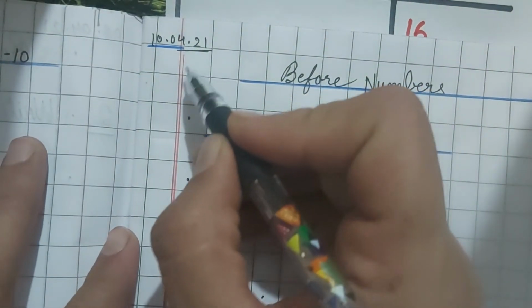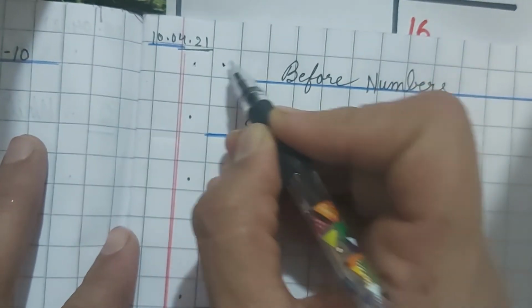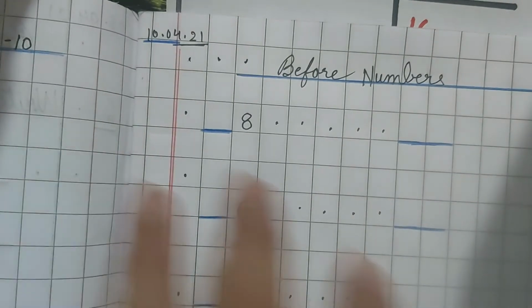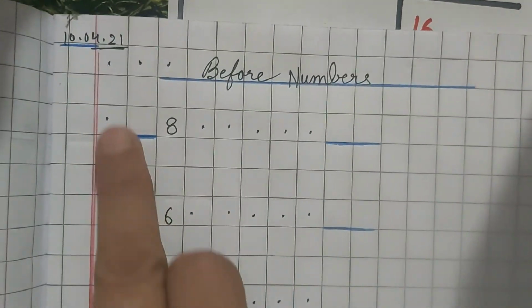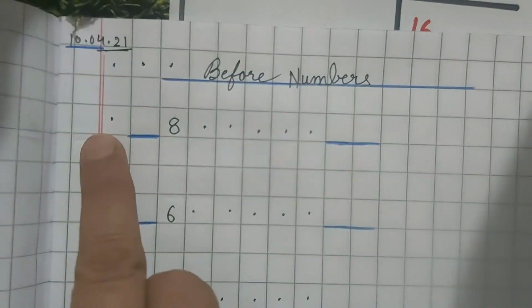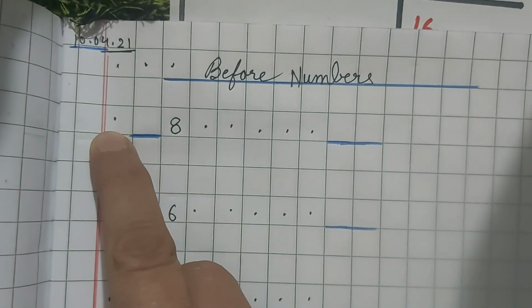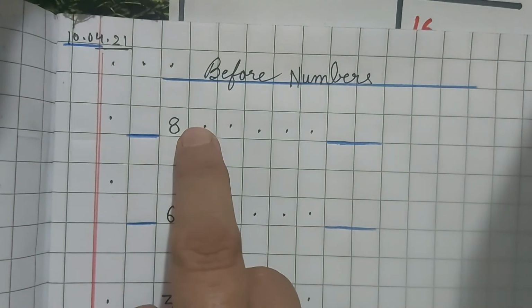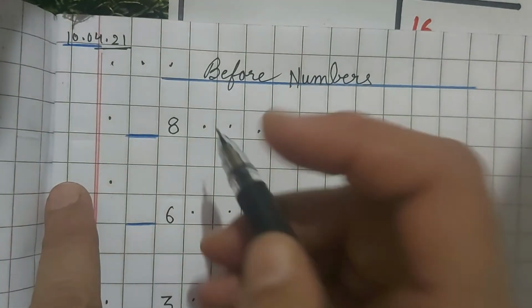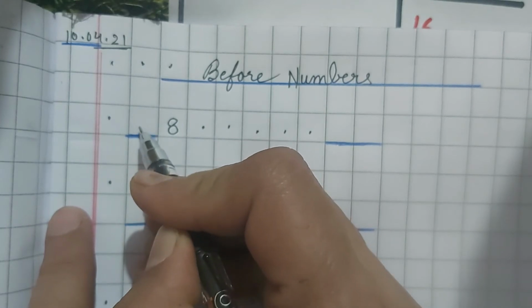In the first line, leave 2 or 3 checks. It is up to you. And write the heading before numbers and then leave one line. Then leave the first check after the margin line. Put a dash with the blue color pencil, write the number and write the before number.